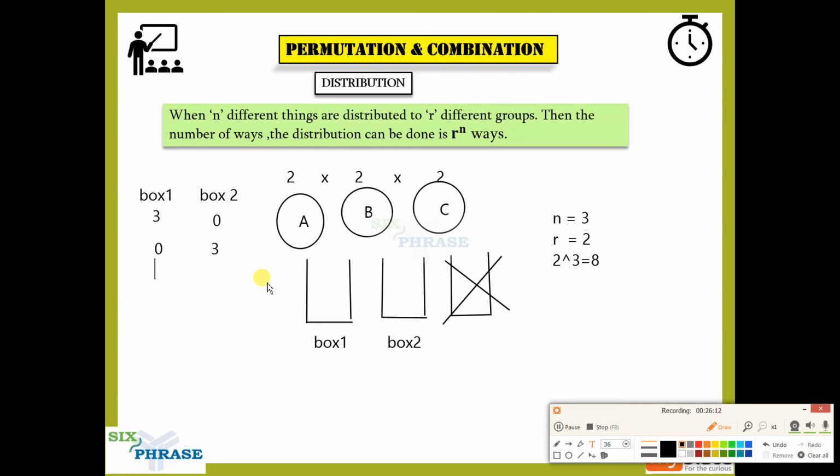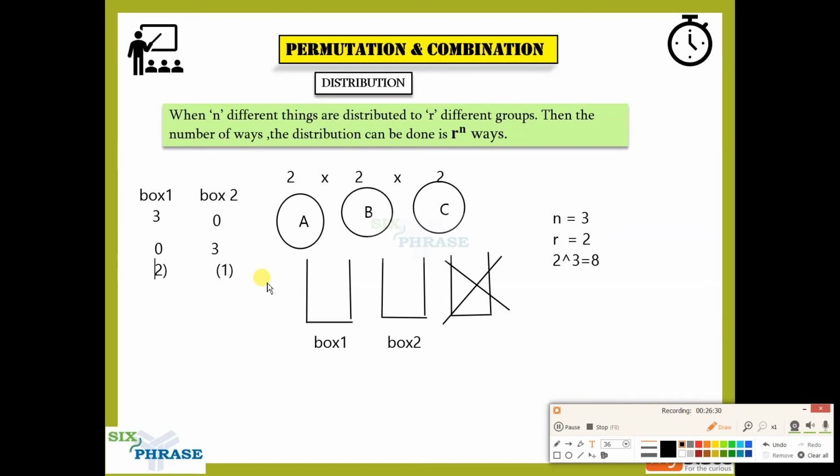Now what is the other way, guys? What is the next way? Box A can have 2 balls. Box B can have 1 ball, right? So box A can have 2 balls. Box B can have 1 ball. Now this itself can be accomplished in 3 ways.